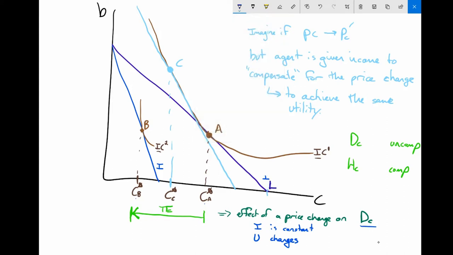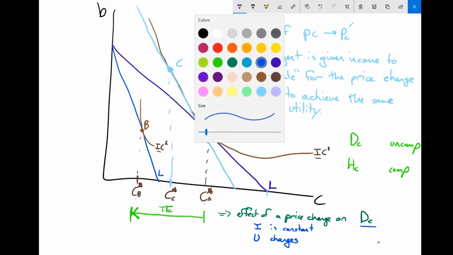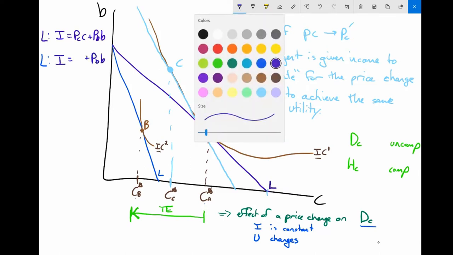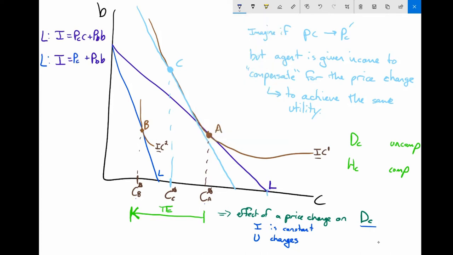So here is, purple for the original budget line, blue for the second budget line. All right, so the purple budget line, the original, let's say that it's income equals PC C plus PB B. And then we have the second budget line. So we're saying that the price increases. The income remains the same. Same level of income. Same price of bagels, okay. But the price of coffee goes up. So we're saying that PC prime is greater than PC. Okay. So income, here's the main point, here's the takeaway message, income remains the same. So when we look at bundle A and bundle B, income remains the same, utility changes.